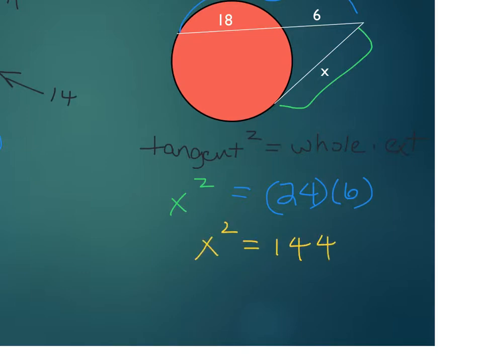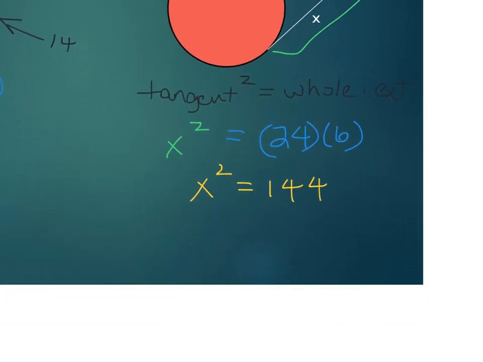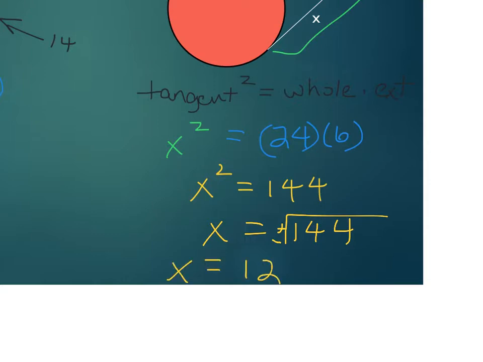Remember to solve for x squared. I'm going to square root both sides. And it's plus minus. So once I do this, I get x equals 12 or negative 12. However, I can't have a negative segment length, so I'm throwing out this answer. So my only answer here is x equals 12.